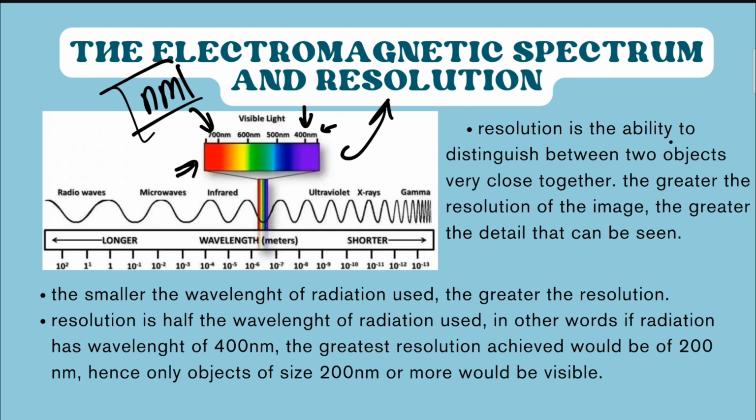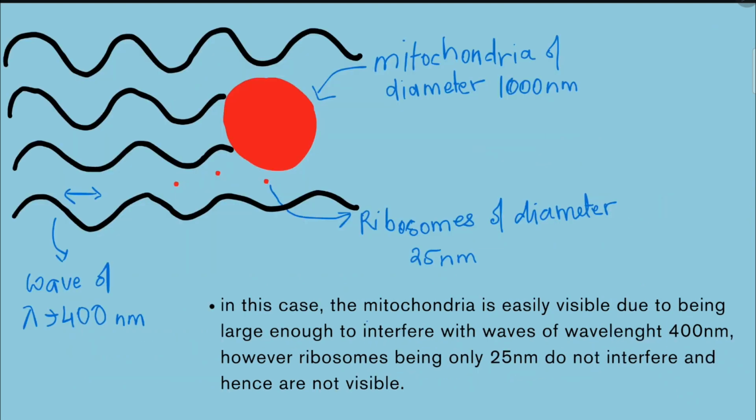Okay, so if you see over here in this next slide, this is a mitochondria, which is around 1000 nanometers in diameter. And over here we have smaller structures that we call ribosomes, which are around 25 nanometers in diameter. Obviously there's a great difference between 1000 and 25. And here we are using a wave of 400 nanometers wavelength.